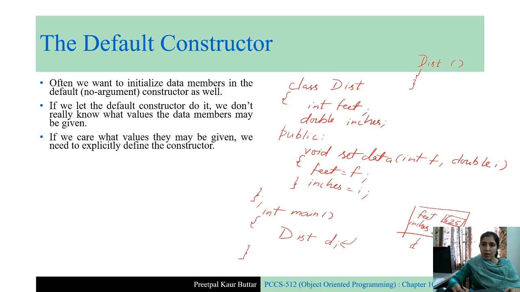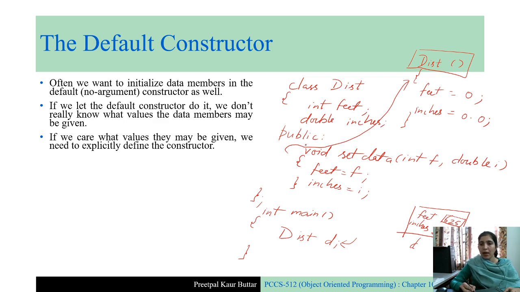Okay, so the function declarator will look like this. Inside it we write feet equal to, suppose we want to initialize it to the value 0, and inches is equal to 0.0. Okay, so now let us add this default constructor here in the class.